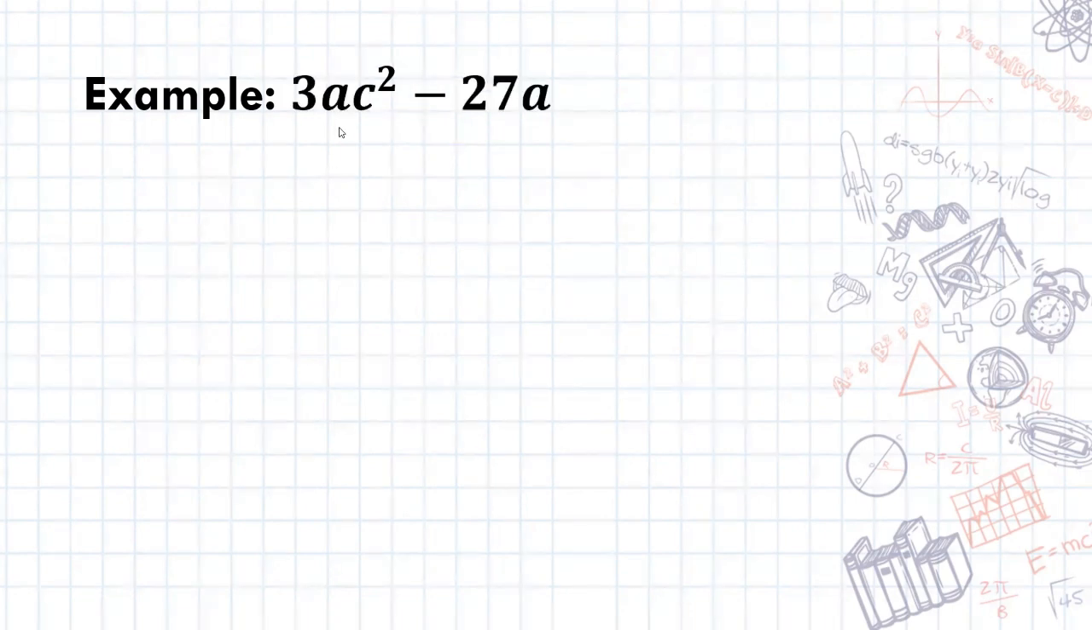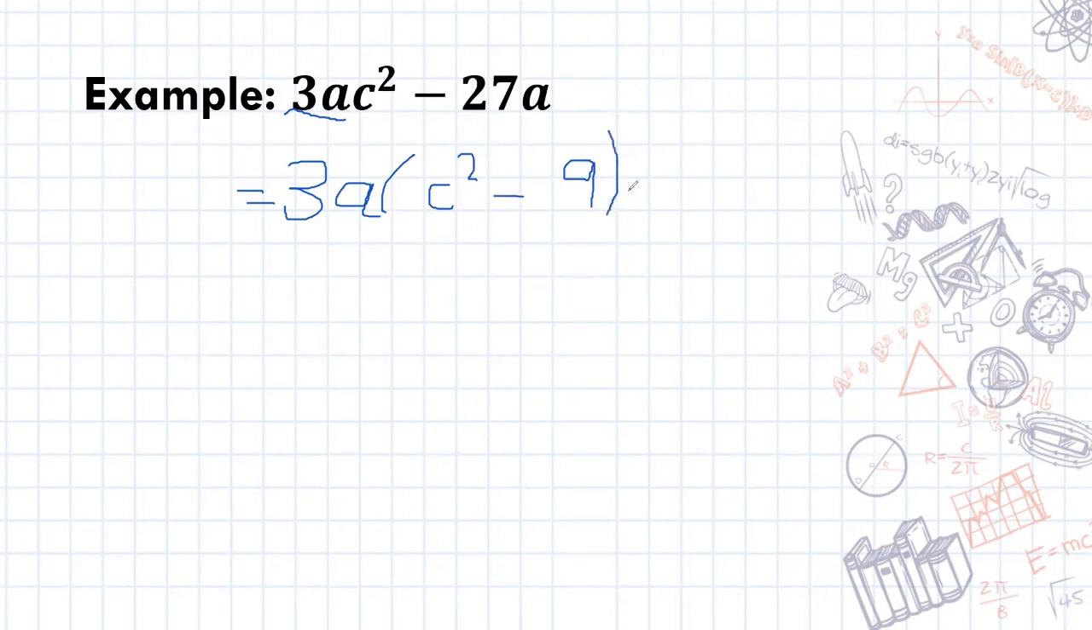Here we've got 3a c squared minus 27a. So before we try and look for a difference of squares, our first step should be to take out a common factor. And we can see that the common factor is going to be 3a. So step one, take out a common factor, write down what's left over. So we've got c squared minus 9, right? And now we can see that c squared minus 9 is a difference of squares because we've got two squares and a minus sign in the middle.